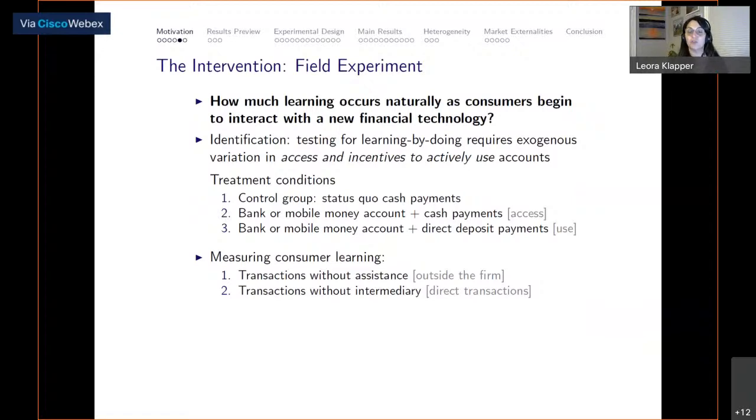So we're seeing the use. We have the cash payments, we have the sample that only receives access to an account, and the sample that receives both access and use of their accounts.